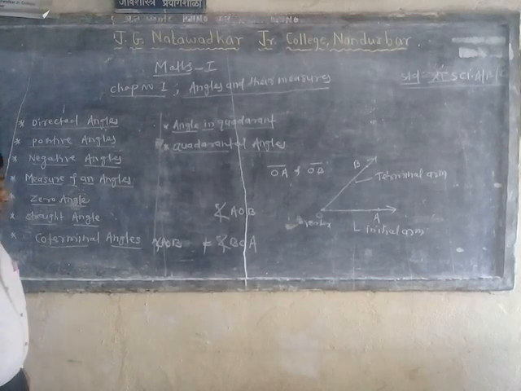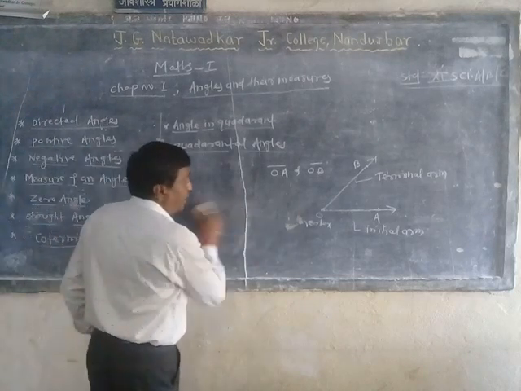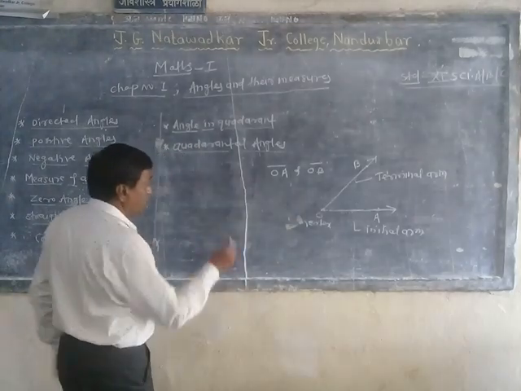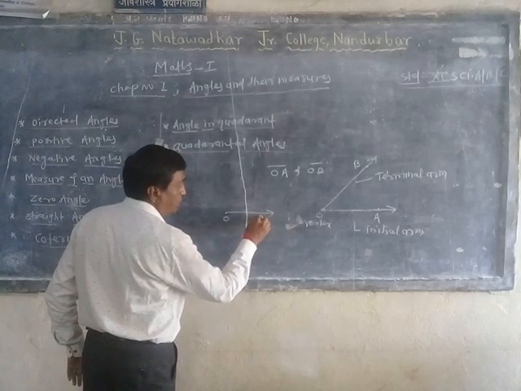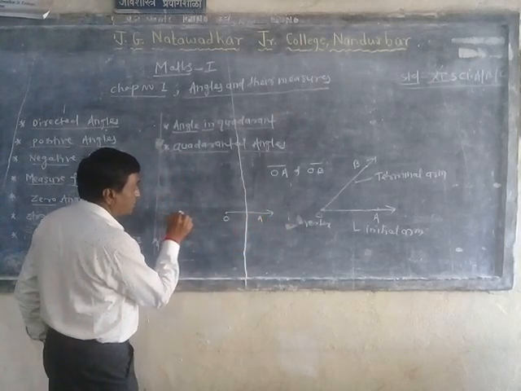Now the next concept is the straight angle. Straight angle means, suppose this is our starting point, the initial point O, this side is the ray OA bar, and this side is the ray OB.